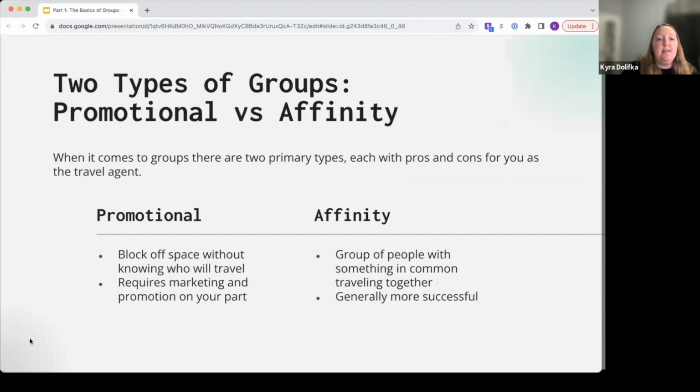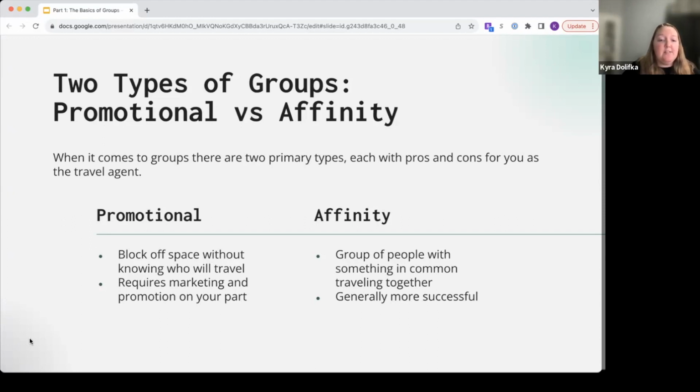So we have two main types of groups, promotional and affinity groups. They both have pros and cons. So a promotional group is when you, as the travel agent, block off some space. So maybe you decide to pick out a cruise. Maybe you have a lot of clients who love to cruise and they all travel out of Port Canaveral. So maybe you say, you know what, I have a lot of clients. I'm going to market this to my clients. So I'm going to block off 10 cabins on this cruise that I've picked out.